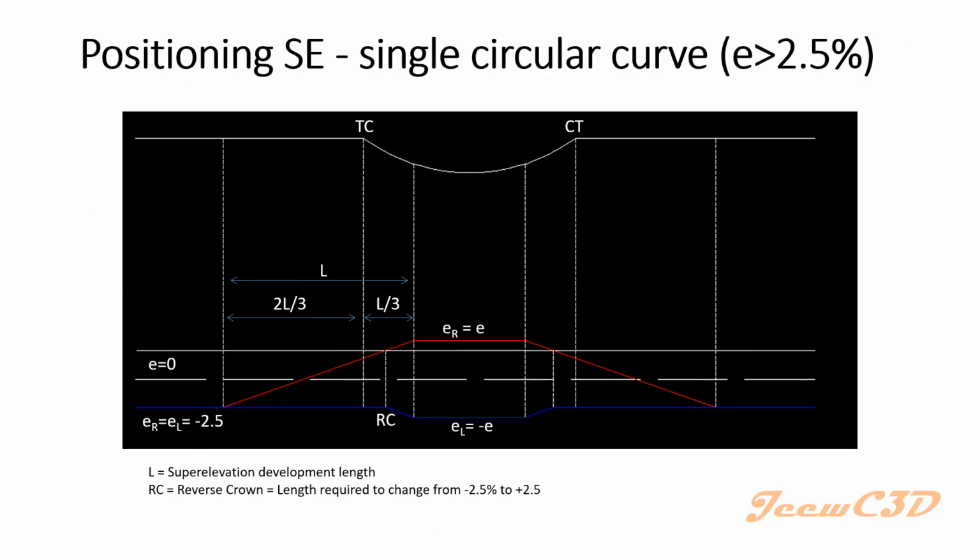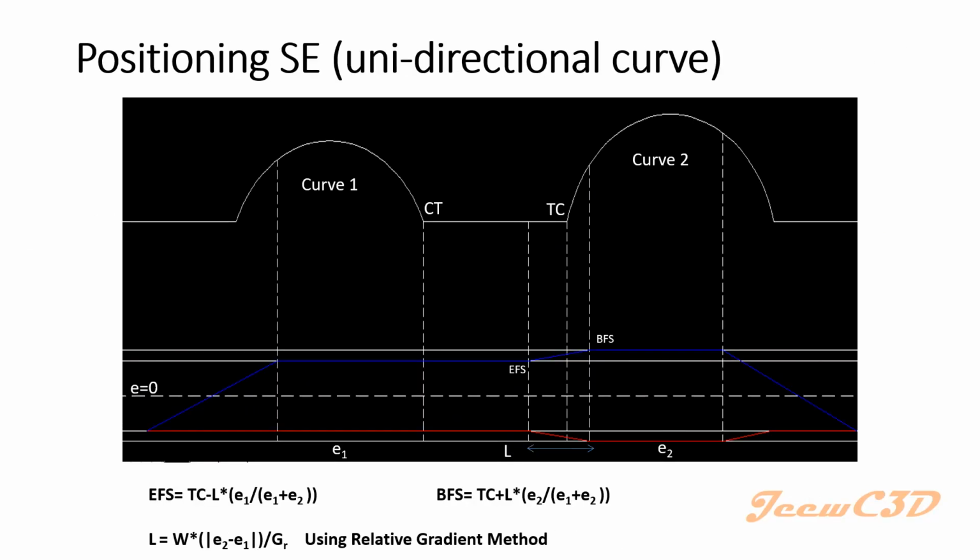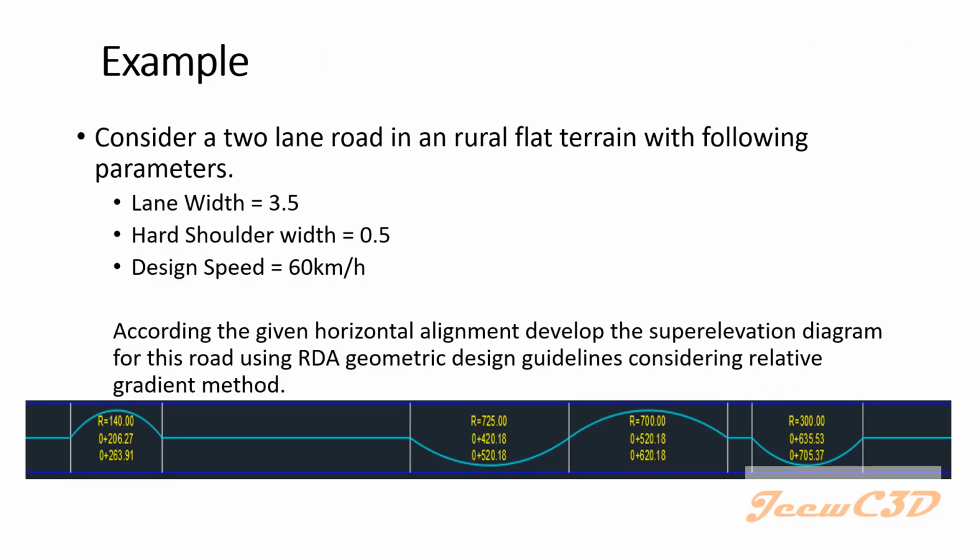After that, we will look at a simple example of how to calculate the super elevation development length. In this example, we consider a 2-lane road in a rural flat terrain with the following parameters: lane width equals 3.5 meters, hard shoulder is 0.5 meter, design speed is 60 kilometers per hour. According to the given horizontal alignment, develop the super elevation diagram for this road using RDA geometric design guidelines, considering the relative gradient method. We are not going to develop the super elevation diagram, but in this example we will be calculating the super elevation development length.